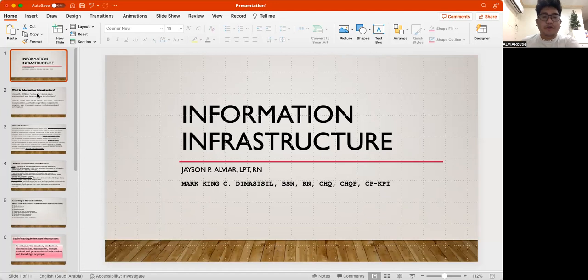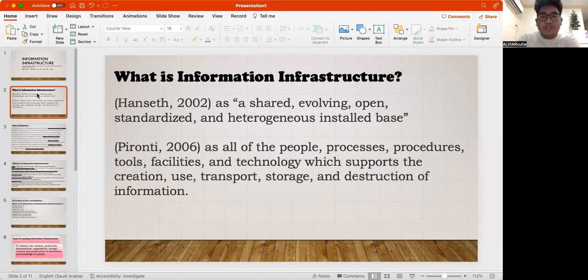First, we're going to define what information infrastructure is. Sabi ni Handset noong 2002, information infrastructure is a shared, evolving, open, standardized, and heterogeneous installed base. And then may study naman si Pironti noong 2006: information infrastructure as all of the people, processes, procedures, tools, facilities, and technology which support the creation, use, transport, storage, and destruction of information. Hindi lang sila ang nagbigay ng definition, meron din ibang nag-study about this.